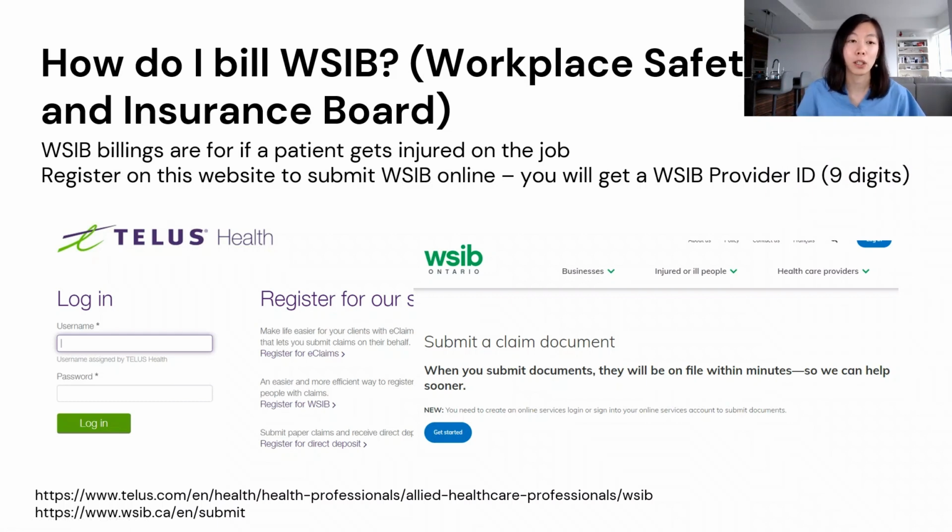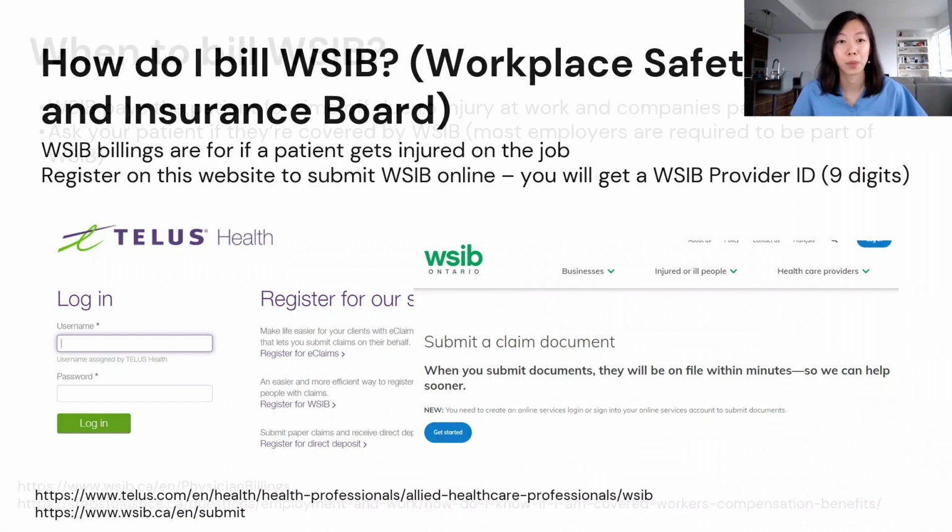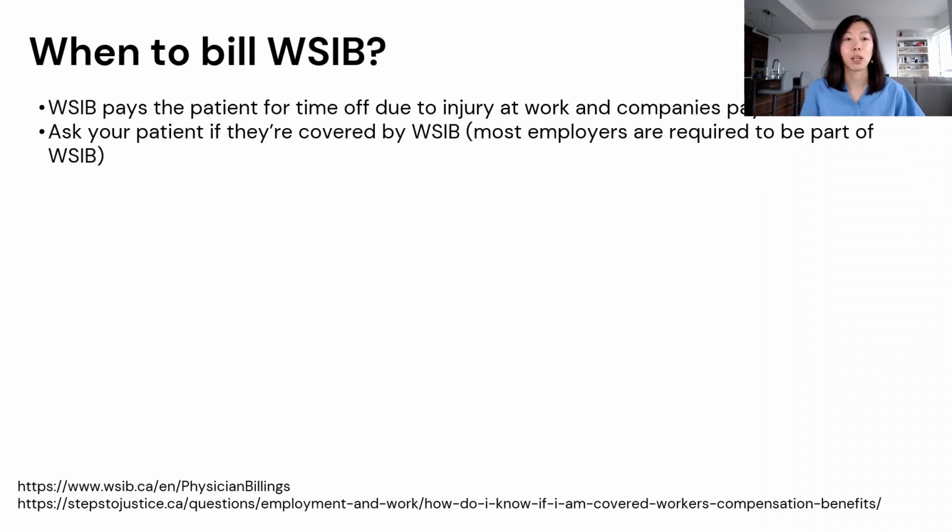And then when you're ready to submit, you can use the WSIB portal to make these submissions online. Remember how I said that WSIB is only for when a patient comes to you for injuries at work? Well, to become an employer in Ontario, companies have to pay into WSIB. It's kind of like an insurance for the companies, such that if a patient gets injured at work, it's WSIB that covers their recovery instead of the company themselves.